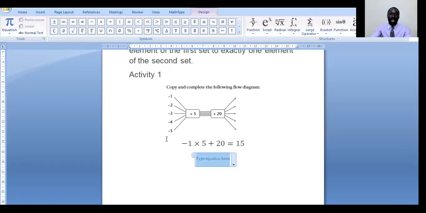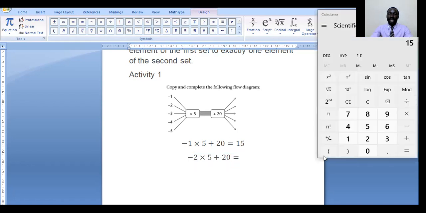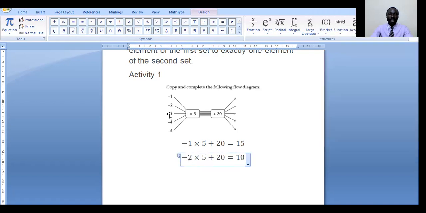Then the next number that we want to deal with from the first set is -2. And so we write -2. This -2 has to go through a process of multiplying it by 5. Then later we have to add 20. And what do we get from this? Let's see. We have a negative 2 that we have to multiply by 5 before we can add 20 to it. Now this will give us a 10. And yes, what we see here is that -2, which is a value in the first set, has the output through this process giving 10.